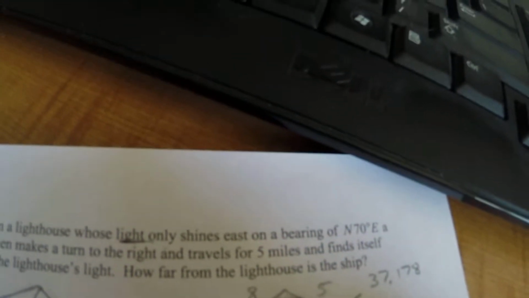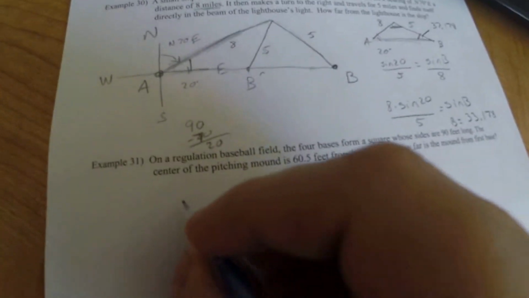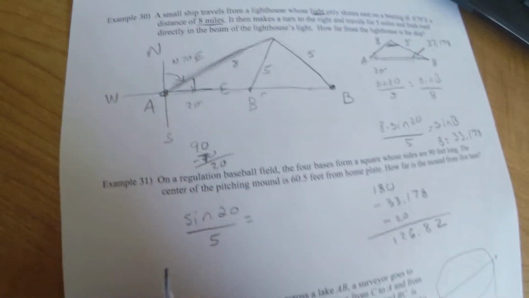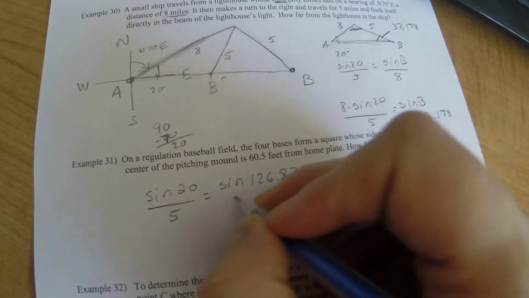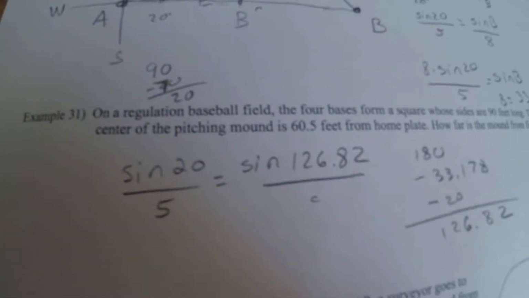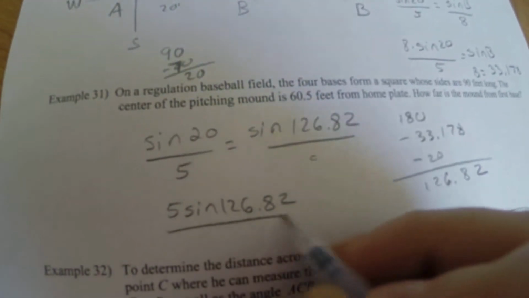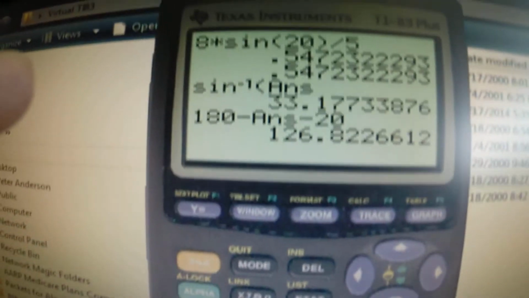So what do I do from here? Well, now I have this angle, I have this side, I have the original angle, and I have the side, so I can use law of sines once more. So we're going to say sine 20 over 5 equals sine 126.82 over, I'll call this C, so this is a little c. Same deal, cross multiply and divide, so 5 sine 126.82 over sine 20 is going to be c. And just type that in, we should be done.